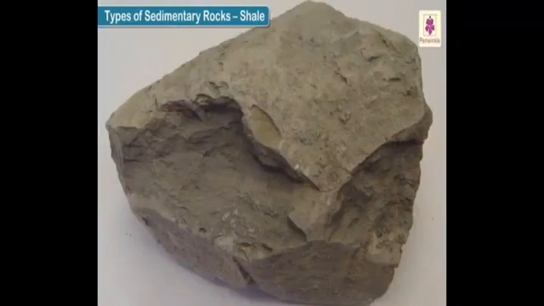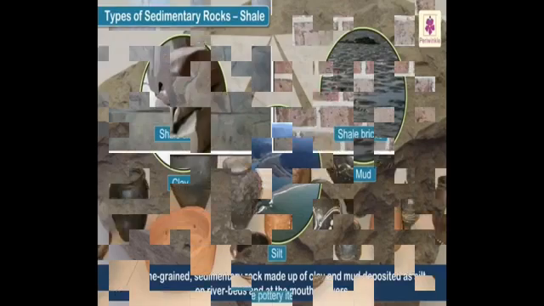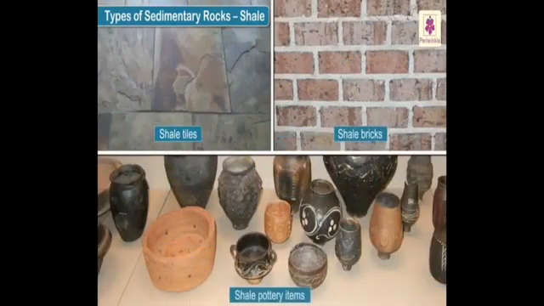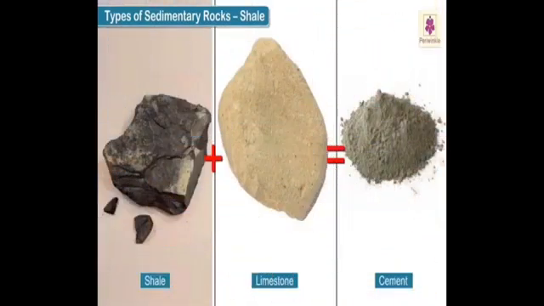Shale. It is a fine-grained sedimentary rock made up of clay and mud deposited as silt on riverbeds and at the mouth of rivers. Shale is mostly used in tiles, bricks, and pottery items. It is also used to make cement by adding limestone to it.